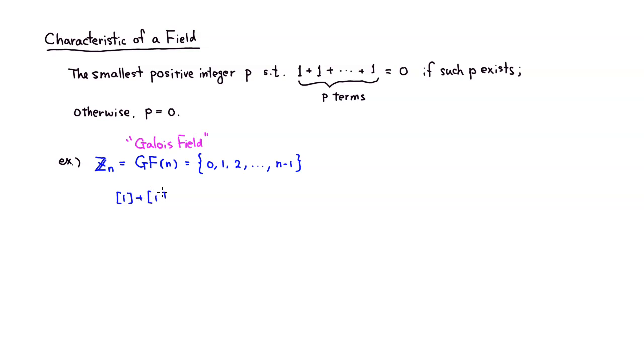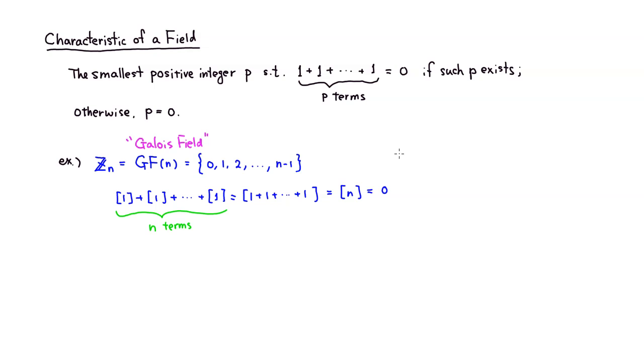Since this is Z mod n, let's add n of those. So you have n terms, each of them 1, so of course it's going to be 1 plus 1 plus and so on, n of those. So you have n mod n, which is going to be simply 0.